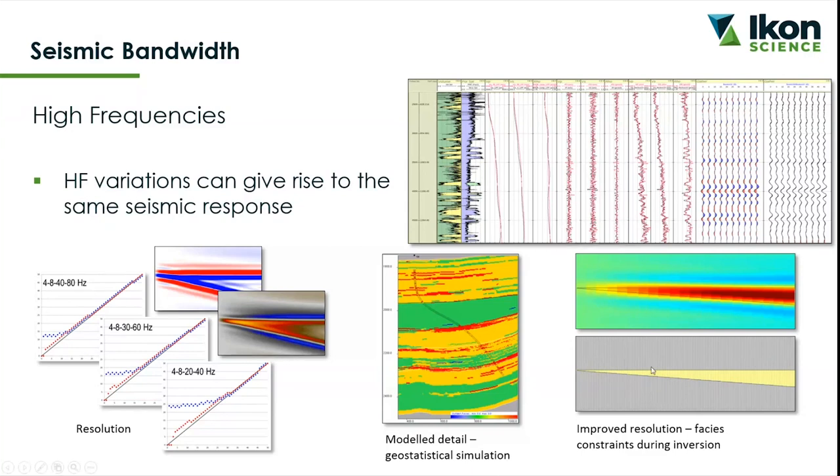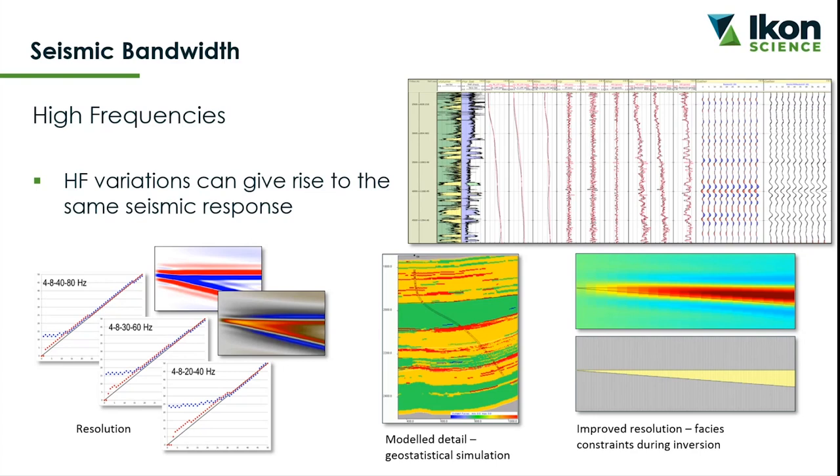So if we have noisy data, for example, if we were to impose a lateral constraint during an inversion process, then it would allow us to promote connectivity and actually promote the detection of thin layers. And indeed, that's one of the benefits of adopting facies based inversion techniques that have these types of lateral constraints built in.